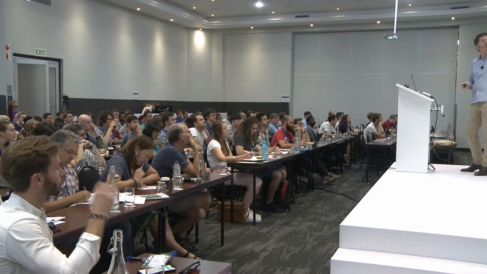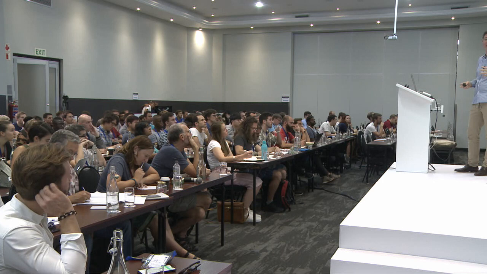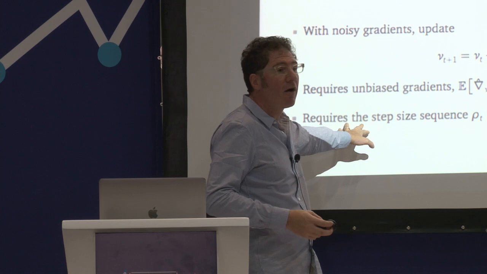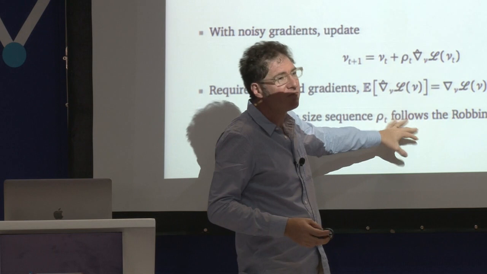Now, stochastic optimization in 1951 was one thing. It's a whole field now. And probably some of you have heard of things like Adagrad and RMSprop. These are ways to adaptively set the step size, not necessarily following the Robbins-Monro conditions, but it does well.